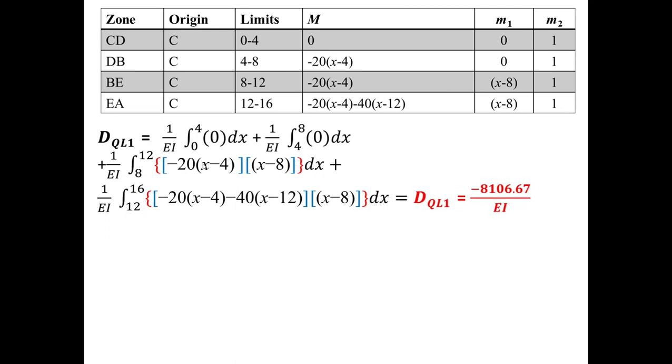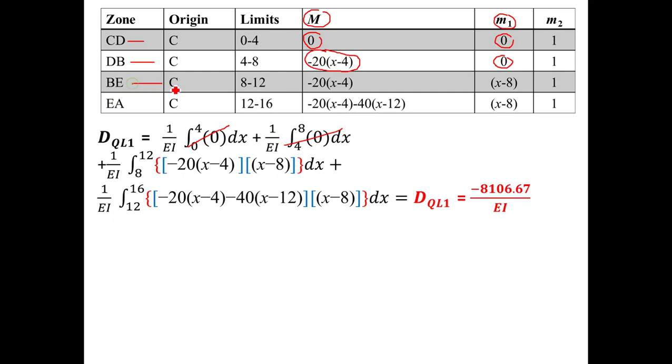Now the first coefficient, that is DQL1. To calculate DQL1, it is the integration of capital M into M1. Now we have to add all four zones. First zone CD: capital M value is 0, M1 value is also 0. So the multiplication M into M1 is 0, and the first zone integration is 0. Similarly, if you look at the second zone, that is DB, capital M is equal to minus 20 into x minus 4, but the M1 column is again 0. So the second zone is also 0.